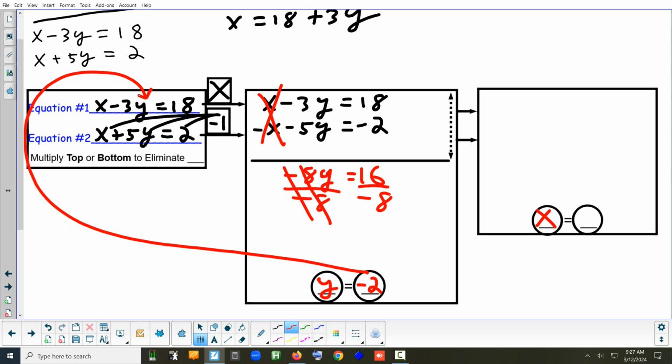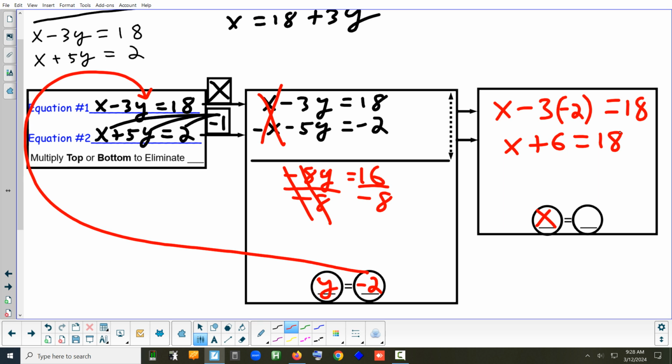So everything stays the same except for y. So you're going to have x, keep the -3. And Eli, what am I filling in for y? -2. So put that right there, and then equals 18. All right. So Sam, what's -3 times -2? +6. All right. So we get x plus 6 equals 18.